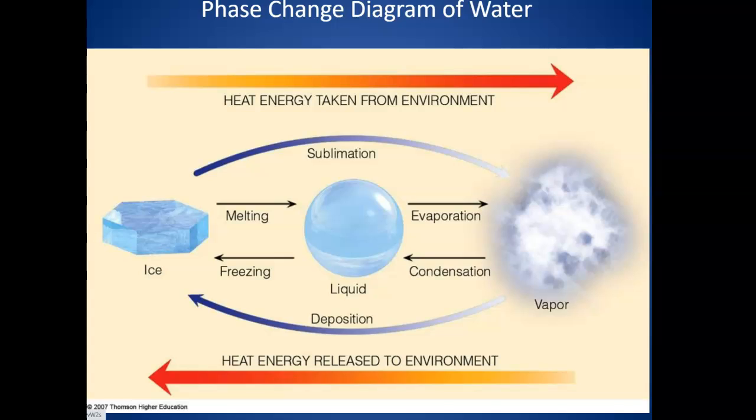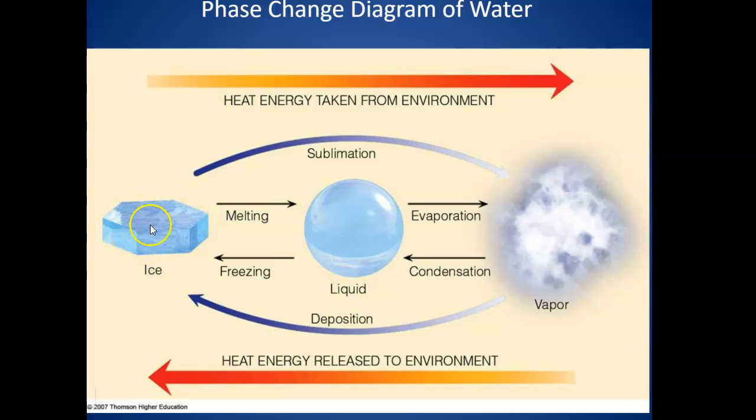So phase change diagrams are one way to represent what is happening when you take heat energy from the environment and you add it to a substance or a system, and what happens when you release that heat energy or remove the heat and cool a substance or a system. You're probably very familiar with this version of a phase change diagram.